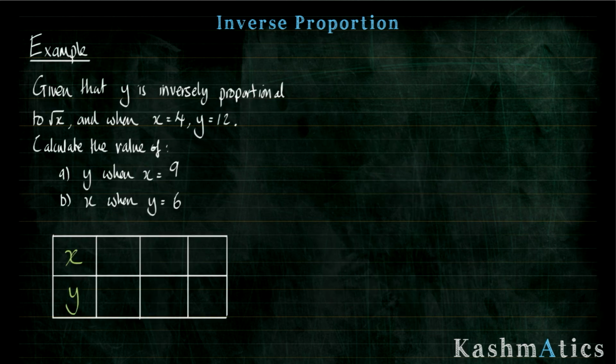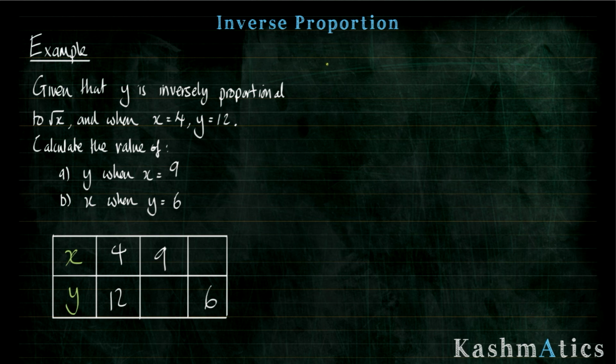And the final example for me is when y is inversely proportional to the square root of x. Okay, and this can be quite tricky. So just pay attention and watch what I'm doing. So let's just fill in the table as before. So when x equals 4, y equals 12, and we're going to work out what y is when x equals 9 and what x is when y equals 6. Okay, so that's the table completed.